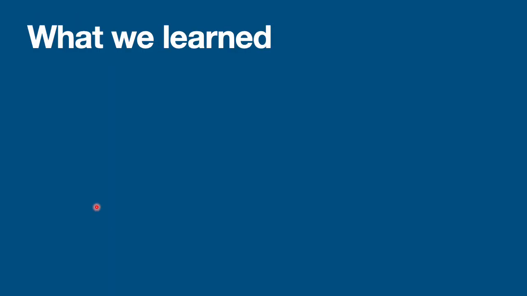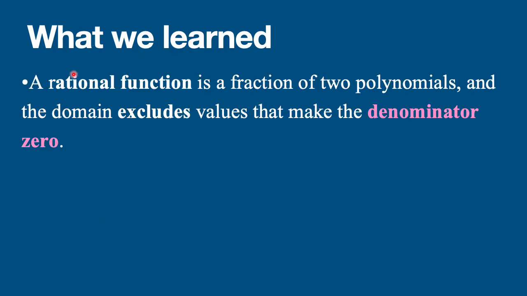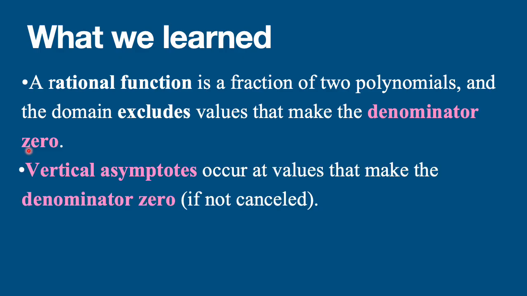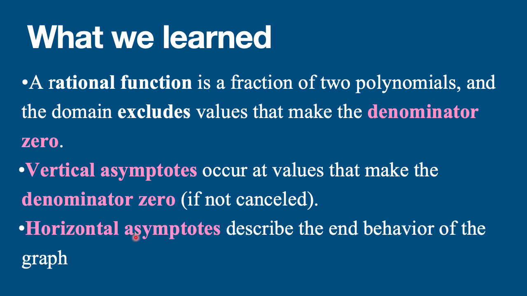What did we learn this session, guys? We learned a rational function is a fraction of 2 polynomials, and the domain excludes values that make the denominator 0. This is also related to the vertical asymptote. The vertical asymptote is the x value that makes the denominator 0, right? The horizontal asymptote describes end behavior. You check the degree of the numerator and denominator.